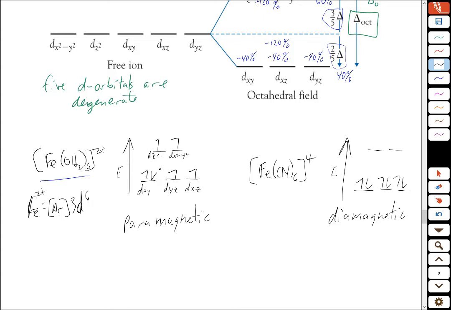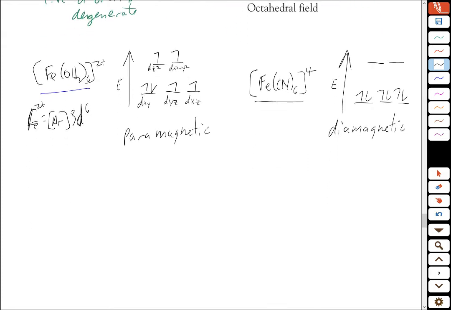Whereas we were told that hexacyanoferrate 2 is a diamagnetic compound, which means that all the electrons are paired, which means that we must be here where we have all 6 of those d electrons in the bottom set of 3. So why is this true?